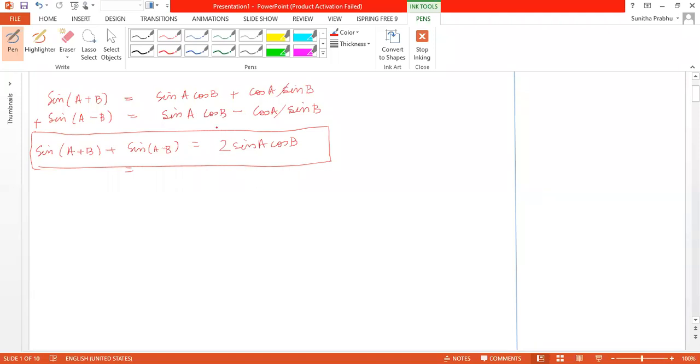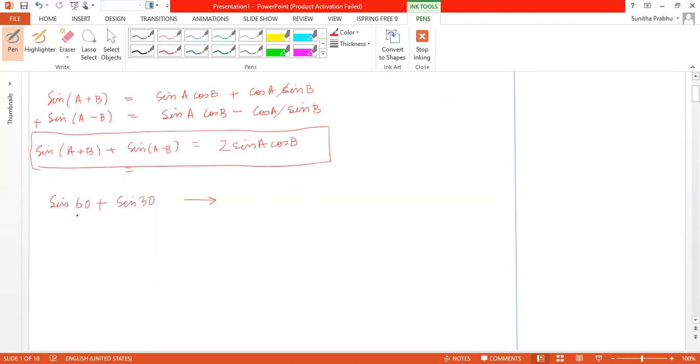Now, let's immediately put this to practice. Okay. Look at this. Often we will not have A plus B, A minus B for us to use this formula directly. We will be having stuff like sine 60 plus sine 30. They will give us this one and we will have to convert this into a product.